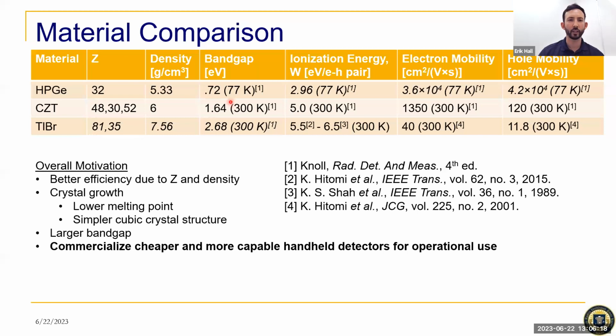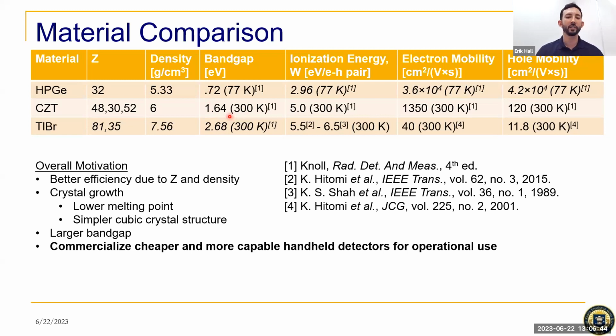So that's where these wide band gap semiconductors work for what we would say is room temperature detection. Just this increase from 0.72 to 1.64 enables CZT to be useful in detecting the movement of electrons from radiation interactions at room temperature, which is about 300 Kelvin.